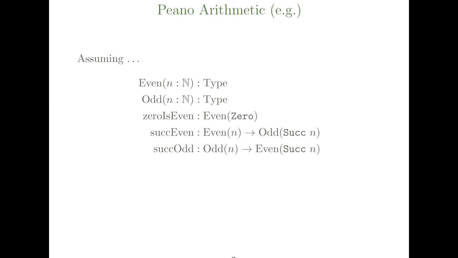So 0 is even. We also have this notion, successor even, just a name. It takes the property of n being even and turns it into the property of n plus 1 being odd, which should make sense. If I give you even of 2 and you apply successor even to that, you'll now have odd of 3. And so this makes sense. I didn't violate any rules. And I also have successor odd. If I give you odd of n, it'll turn it into even of n plus 1.